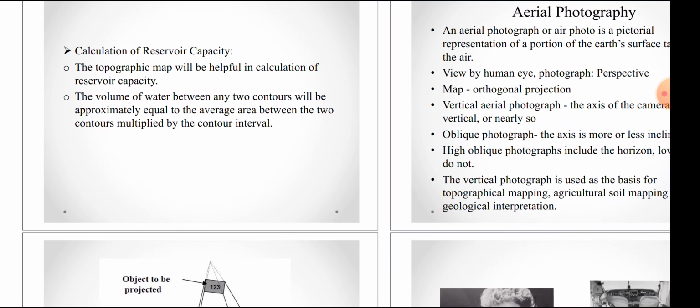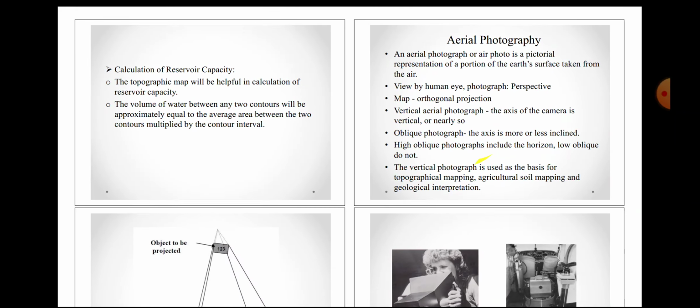Calculation of reservoir capacity. The topographic map will be helpful in calculation of reservoir capacity. The volume of water between any two contours will be approximately equal to the average area between the two contours multiplied by the contour interval.